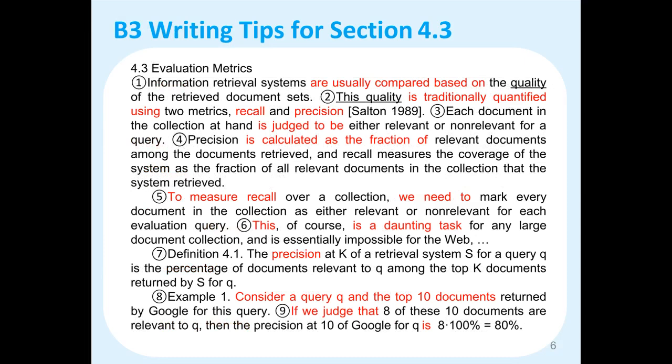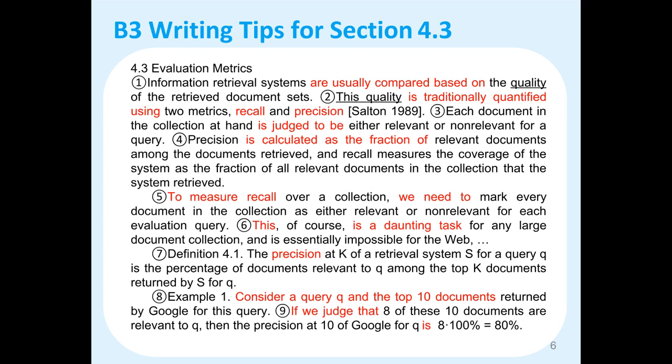Having established comparability, we now need objectivity. The entire paragraph here is structured to move from traditional definition to necessary modification. Sentence 1 is the topic sentence, stating that information retrieval systems are usually compared based on the quality of the retrieved document sets. Sentence 2 then goes like, this quality is traditionally quantified using two metrics, which are recall and precision. Sentences 3 and 4 then define these terms.